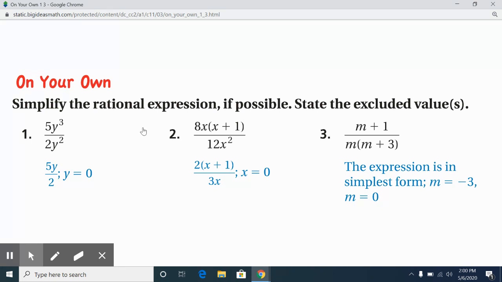Number 2, here's what I always look at right away. I see this x plus 1, right? And I don't see 1 down here. I already know I'm not going to do anything with it, and it's still going to be there when I write my simplified answer, all right?